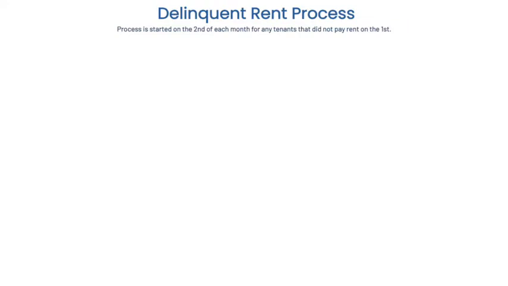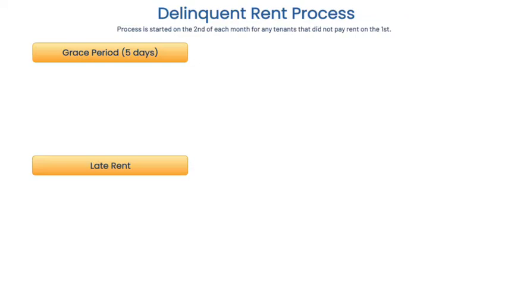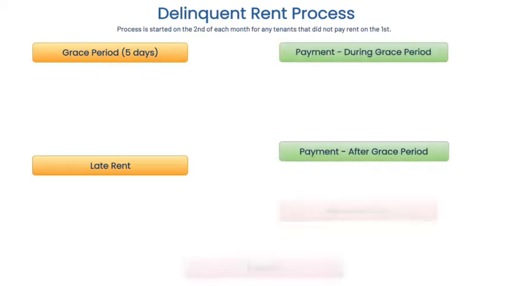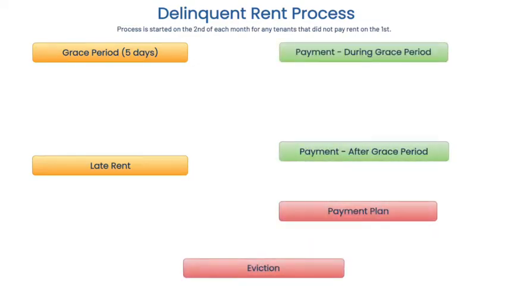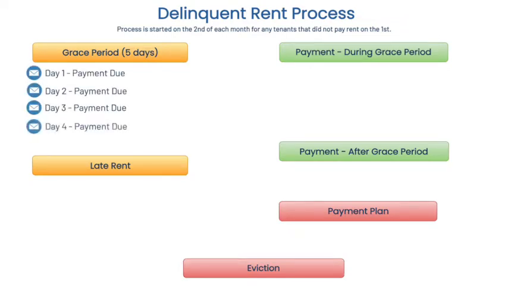The delinquency process can be broken down into 2 active stages, 2 ideal outcomes, and 2 negative outcomes. The first active stage is the grace period stage, which typically lasts up to the 5th of the month. If your company does not provide a grace period, this stage and the late rent stage could be combined into one stage. As you can see, the grace period stage has a series of automated emails and text messages. These can include a merge tag with the tenant's total delinquent rent due and a link to the tenant's portal to make it easy for them to pay.